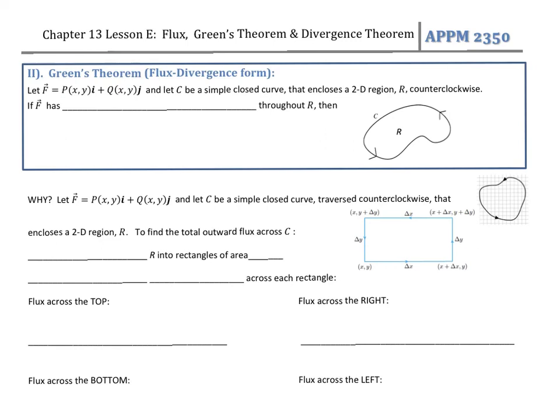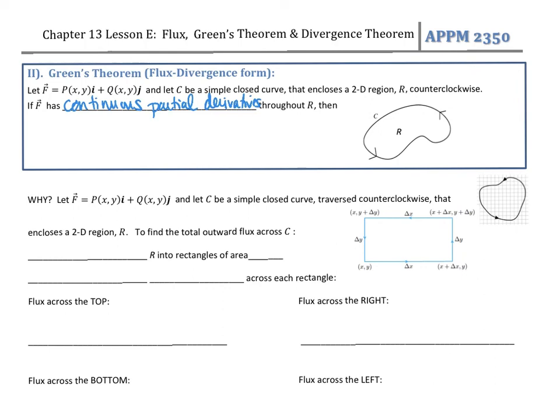Okay, so now we're going to give you some intuition about one of the big theorems that we're ending this class with, and that's called Green's theorem. We're just going to start it with the flux divergence form. And I'm actually just going to give you the conditions. So you need your vector field to have continuous partial derivatives everywhere inside the region R.